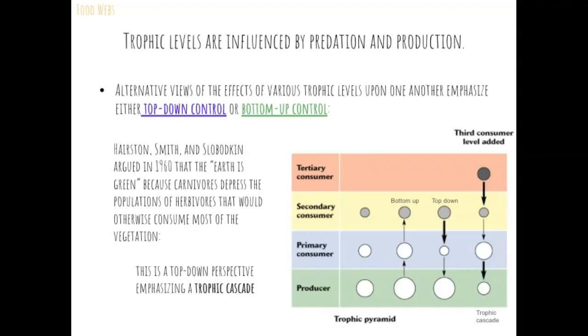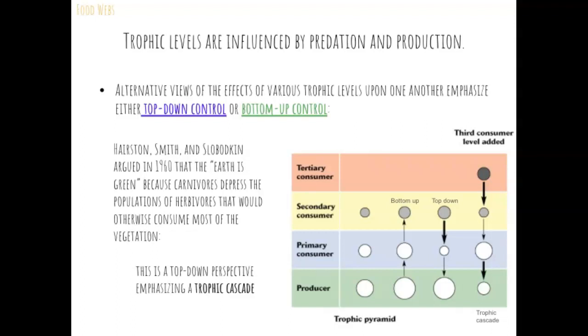So in the 1960s, there were some scientists that argued that the earth is green because carnivores depress the populations of herbivores that would otherwise consume most of the vegetation. So this is a top-down perspective, and it emphasizes what we call a trophic cascade.